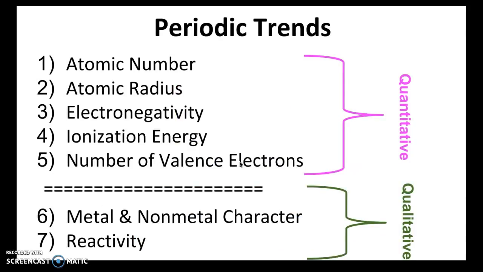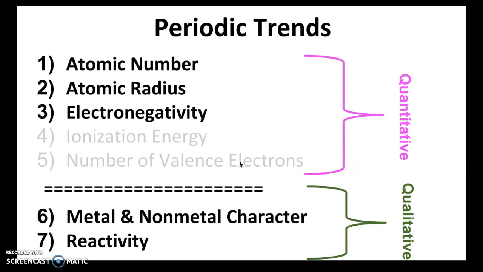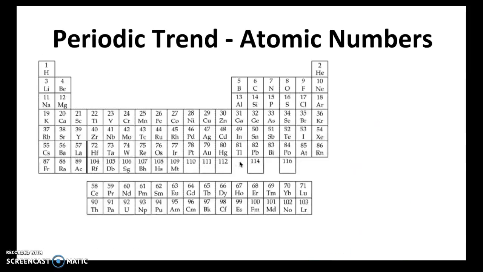So what are the periodic trends? There are several periodic trends. We can divide them into quantitative, those that have numbers associated with them, and then qualitative, those that do not. In this video, we're going to focus on these 5 periodic trends. We're going to learn what they are, and then you're going to analyze them in a periodic table and see if you can identify what the trends are.